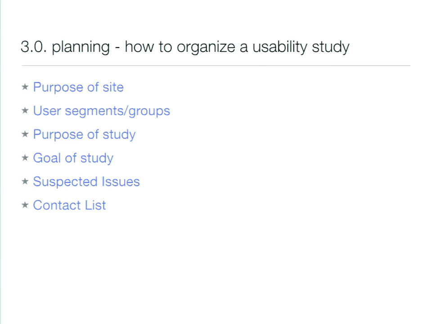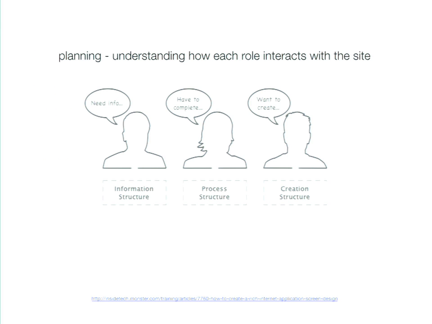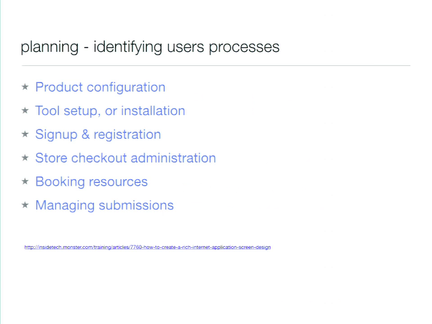And then there's usually a list of suspected issues and an initial list of contacts, because you'll always have a few people that you've been told you simply must talk to because they're just a wealth of wisdom about the site. And then starting to understand how different roles may interact with the site, you're going to encounter different sorts of people. People that are looking to the site for information, so these might be people on an intranet, people who are using a site to complete some sort of internal task or process, and then people who are creating content.